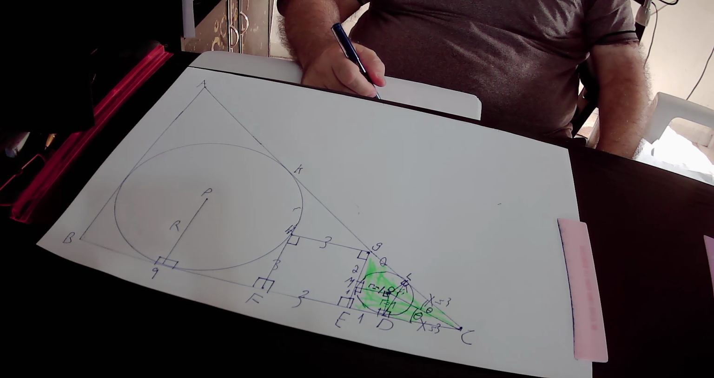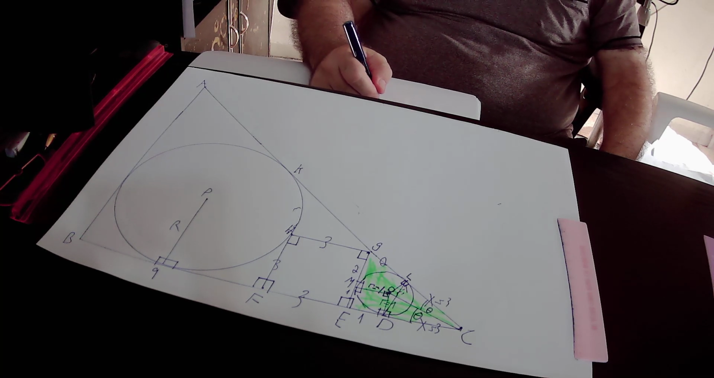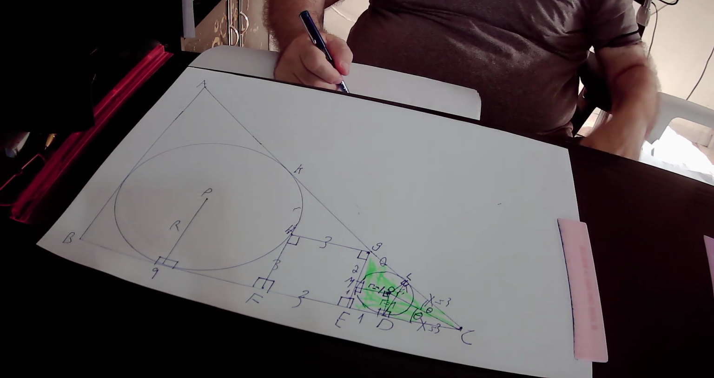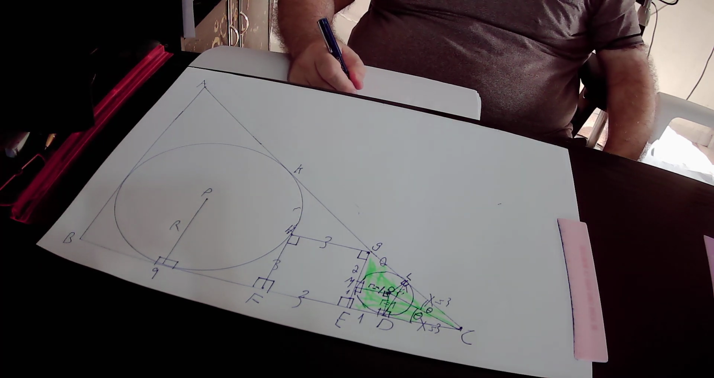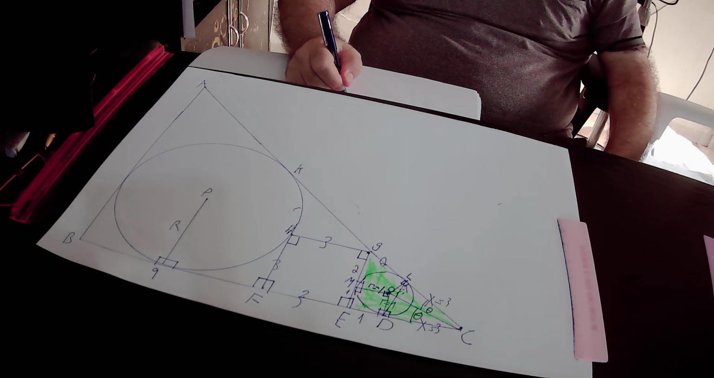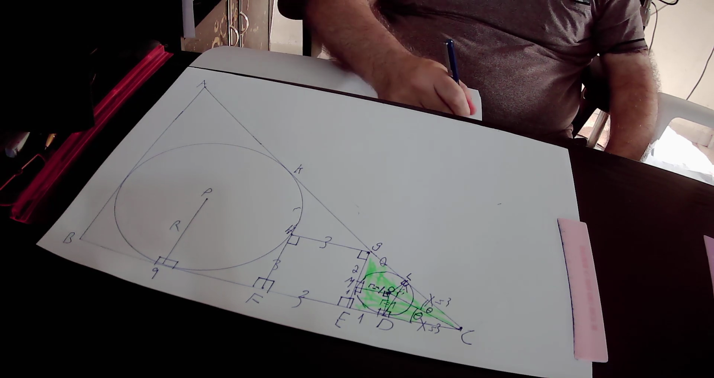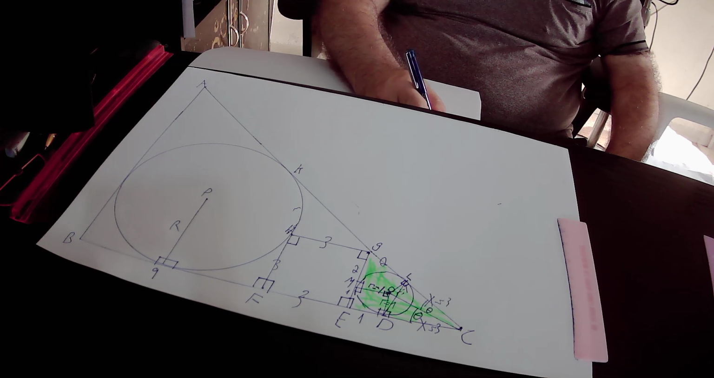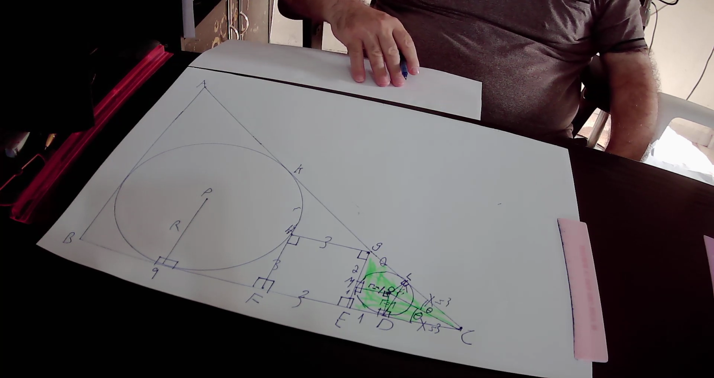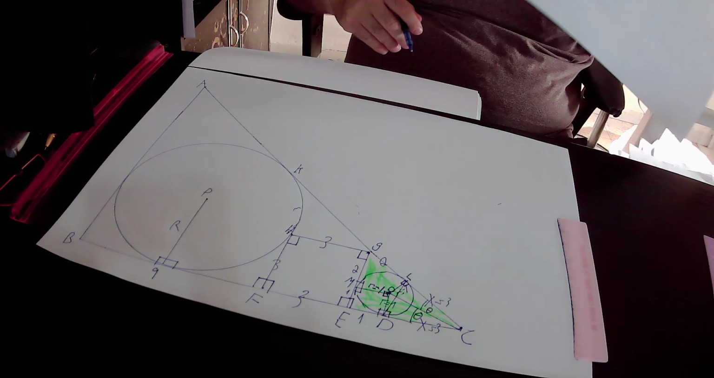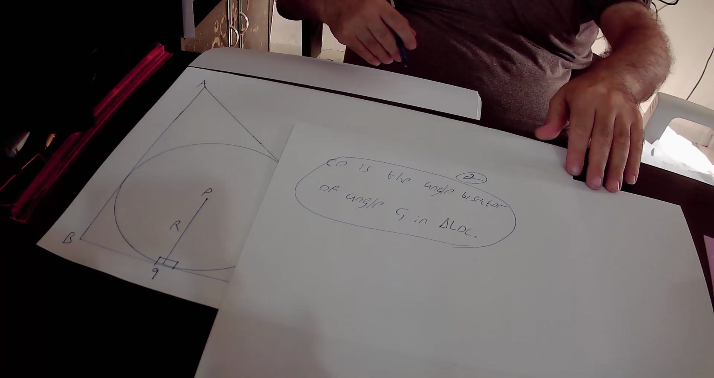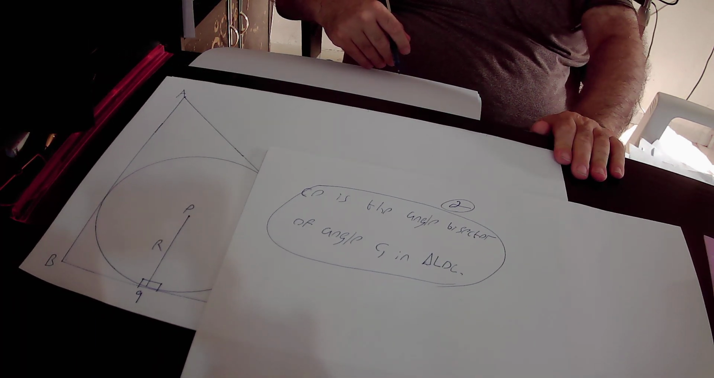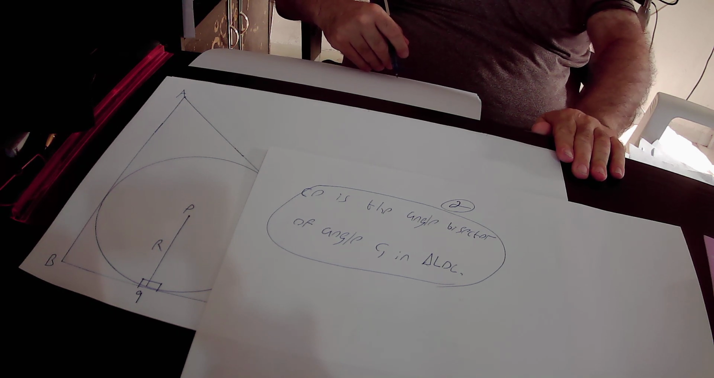Okay, in triangle LDC, I repeat again, CO is the angle bisector of angle C, triangle LDC.